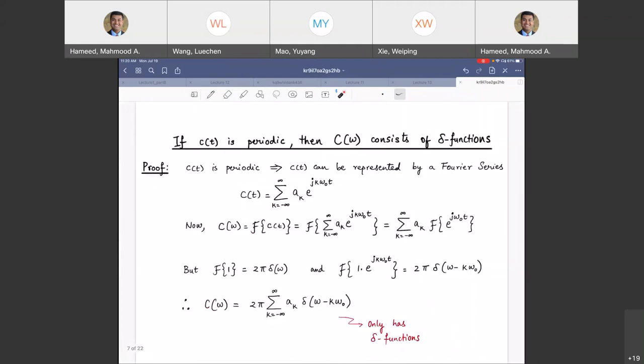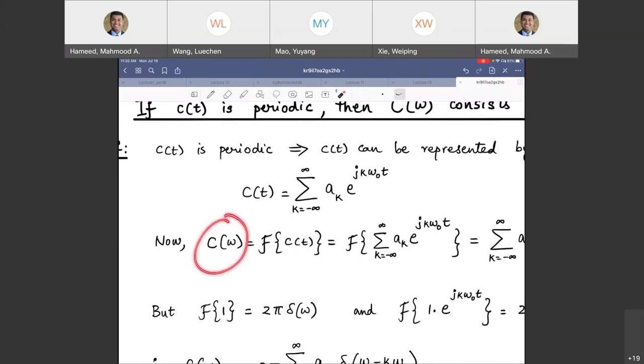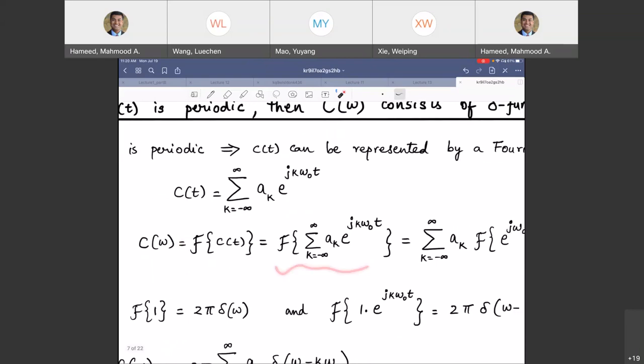Let's take a look. If c of t is periodic, then the claim is that capital C of omega, its Fourier transform, will consist of delta functions. C of t is periodic, which means that c of t can be represented by an exponential Fourier series, exactly in this manner: summation over all k of a_k e to the j k omega naught t. This is representing a periodic signal using an exponential Fourier series.